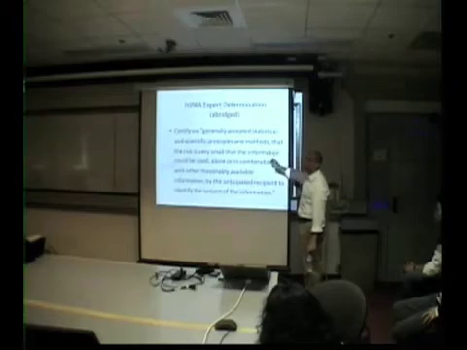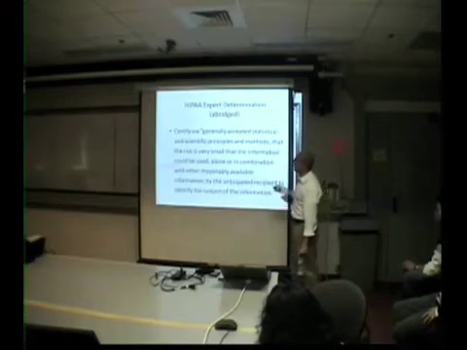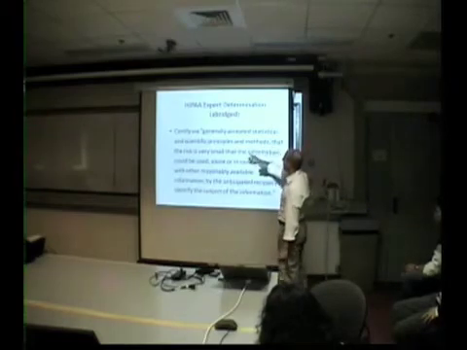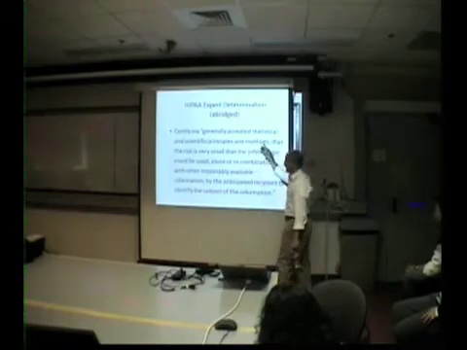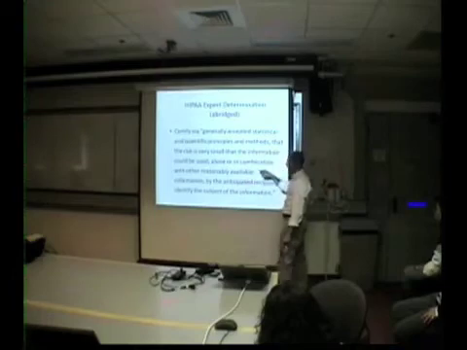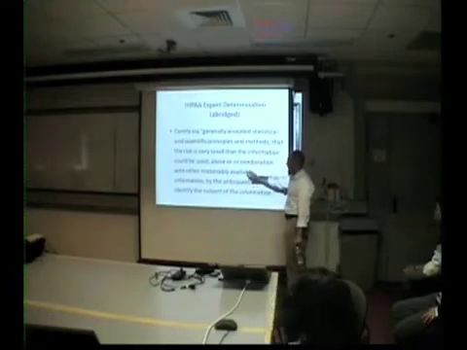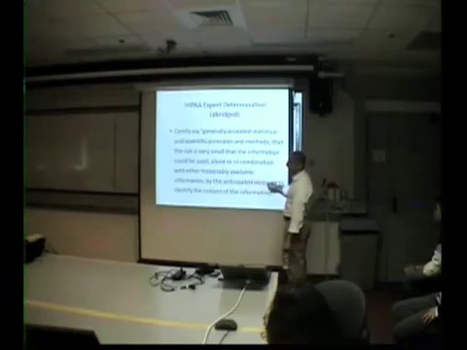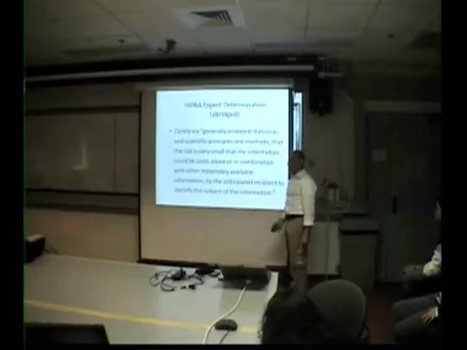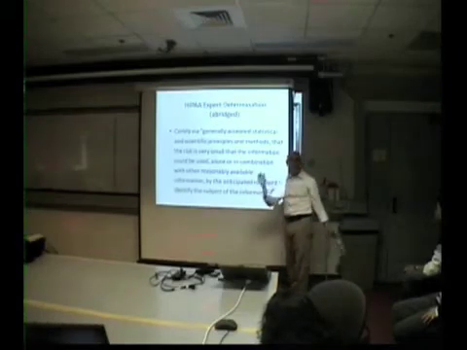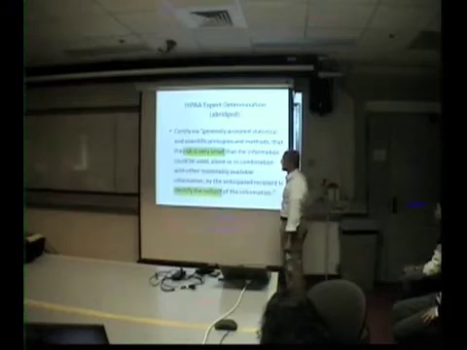So this is what it says in the regs. It says that you have to certify via generally accepted statistical and scientific principles and methods that the risk is very small that the information could be used alone or in combination with other reasonably available information by the anticipated recipient to identify the subject of the information. Don't you love lawyers?